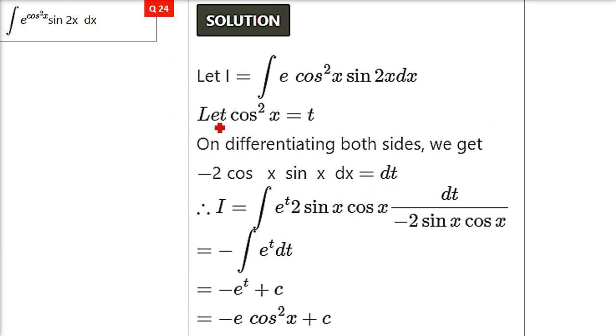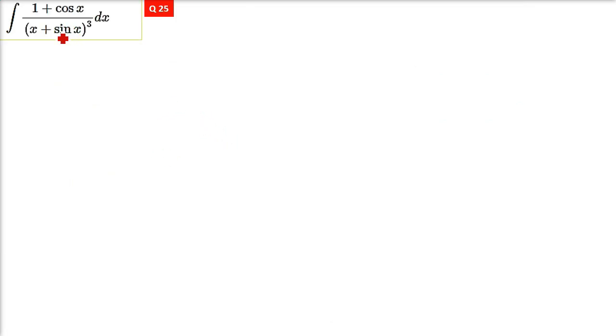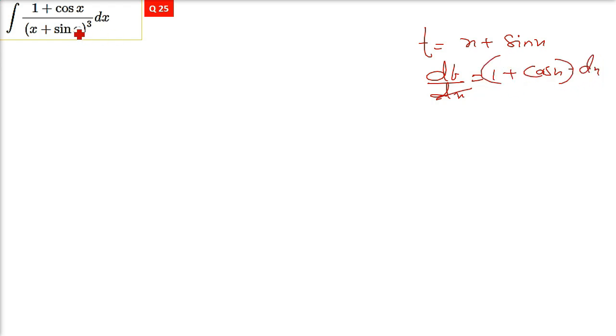Let us differentiate both sides, this you have to definitely write. 1 plus cos x divided by x plus sin x whole cube. Now this, if we take t as x plus sin x, dt by dx will give you whatever is in the numerator. You get 1 plus cos x, dx goes on the right hand side, and this 1 plus cos x into dx will be dt. So we can write this integration as dt divided by x plus sin x, which is t whole cube. So t raised to minus 3 it will be.